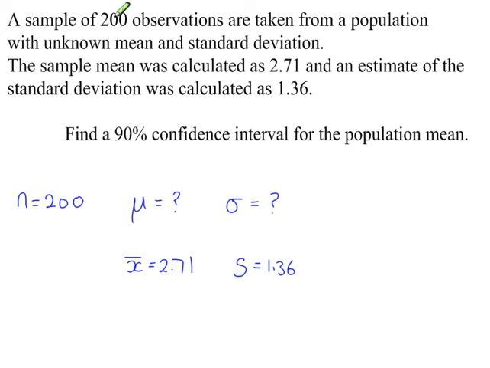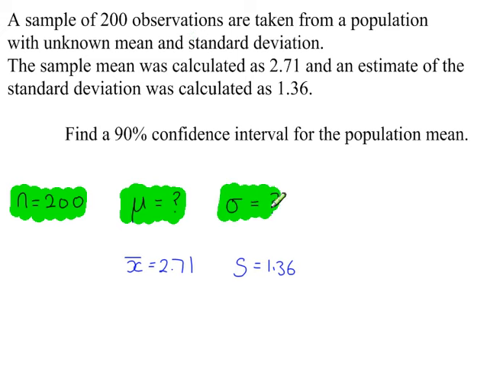A sample of 200 observations, so n equals 200, are taken from a population with unknown mean, and this is what we're going to estimate using the 90% confidence interval, and where the population standard deviation is unknown. We can estimate the population standard deviation using a sample standard deviation, as long as we have a large random sample.